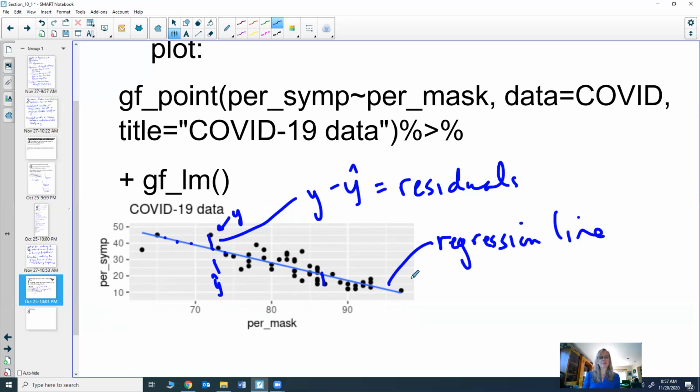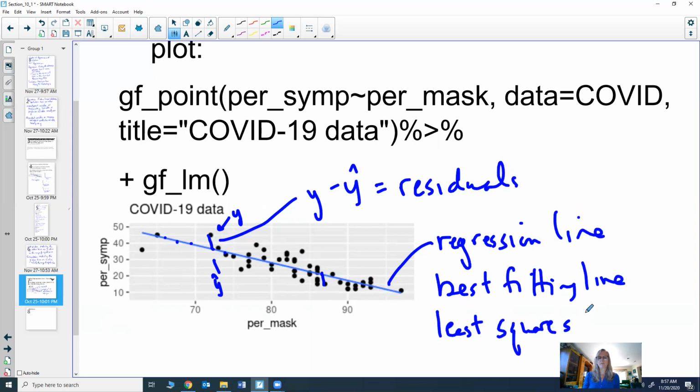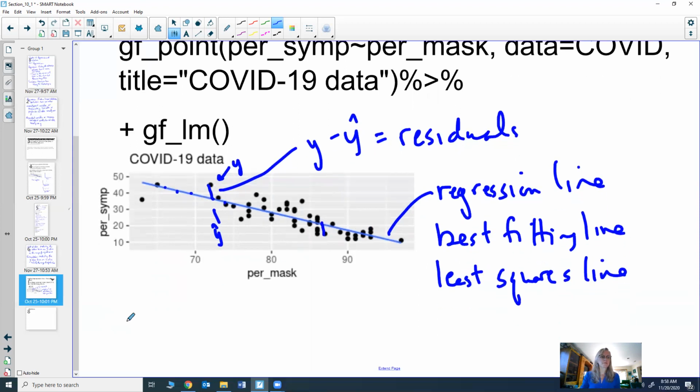It also is the line that best fits the dots, so it's sometimes called the best fitting line. We're going to take these residuals, some are positive and some are negative. The ones below the axis would be negative, the ones above would be positive. We want to get rid of the signs, so we square them to make them all positive. We want those squared residuals to be as small as possible, so sometimes it's called the least squares line. There are different names for those, and these residuals are what we can actually look at and calculate. All right, so this is the basic idea behind regression.